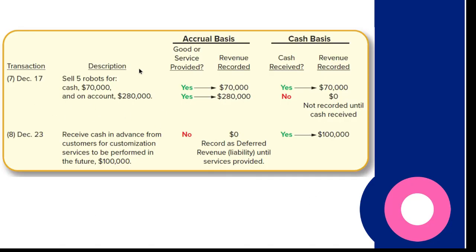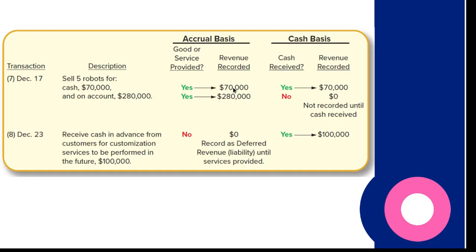Look at these two pieces of information here, the cash basis compared with the accrual basis. Now look at this: sell 5 robots for cash, 70,000. When you sold goods for cash of 70,000, accrual basis and cash basis will both recognize the money, but the timing at which they recognize it is different. Cash will wait till the money is paid. Accrual will say no, let me record it down. So look at this now.